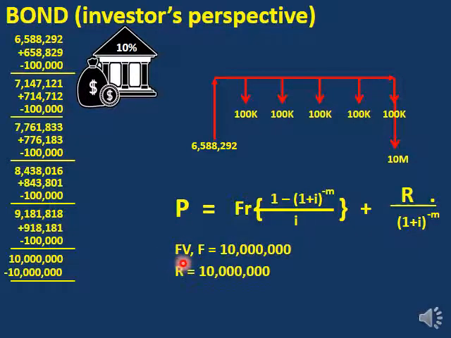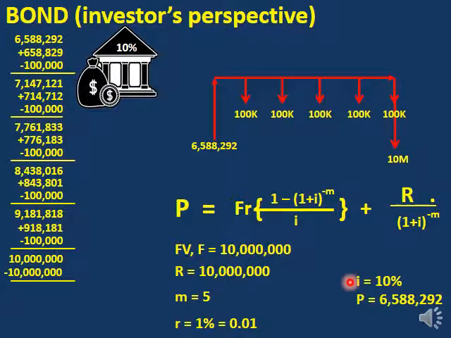In this case, the face value of the bond is 10 million. So the redemption price is the same as the face value, and the maturity is 5 years. In this case, the investor assumed that he wants to earn 10% from his investment. So our r in this case is 1%, the rate of the bond, and the interest that this investor wants to earn is 10%. Substituting everything to the equation, we can compute that the present worth equivalent of the bond is 6,588,292.